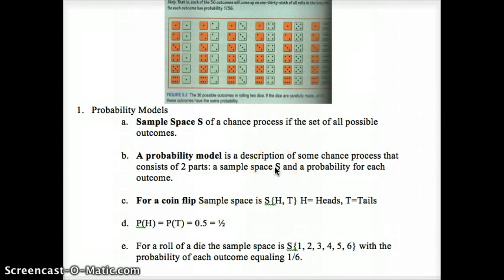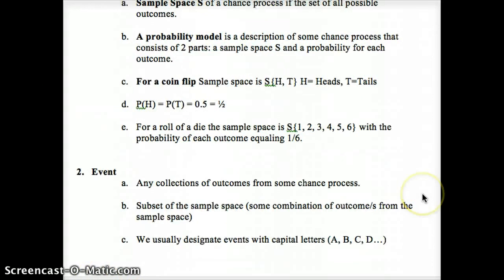For a roll of one die, our sample space would be represented as you've seen down here, where the possible outcomes are all listed. 6 outcomes, each having a probability of 1/6. An event is any collection of outcomes from some chance process. I just mentioned the event of the sum of the two dice being 3. That would be an event. It's a subset of the sample space, meaning some combination of the outcomes from the sample space. Usually we'll talk about these events as event A, B, C, D, if we want to indicate different types of events.